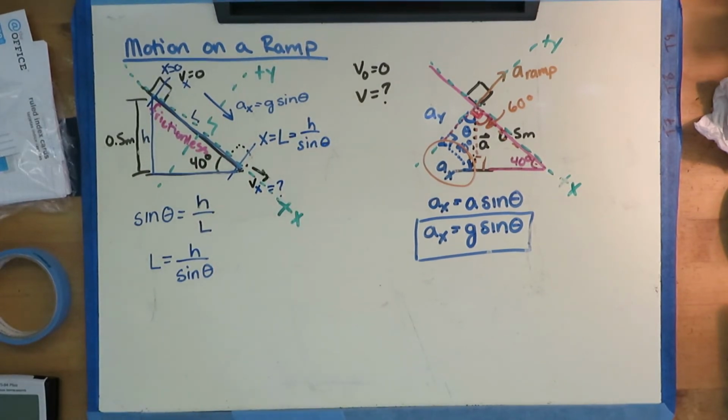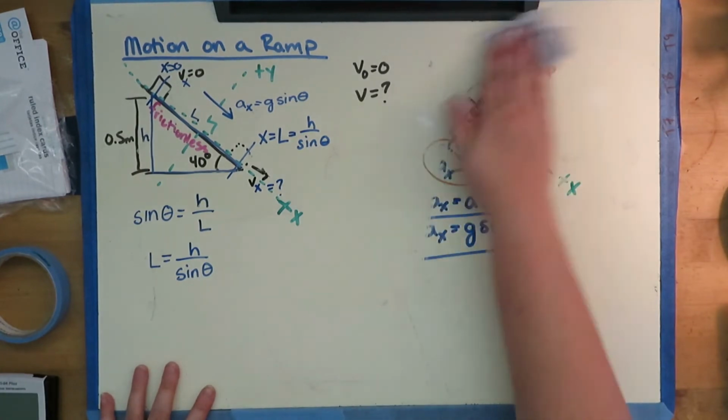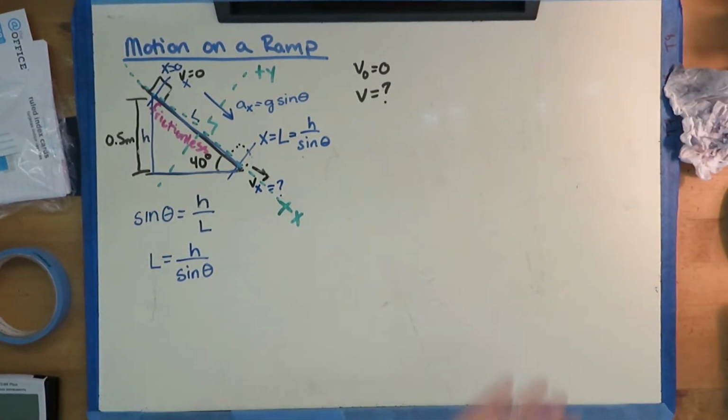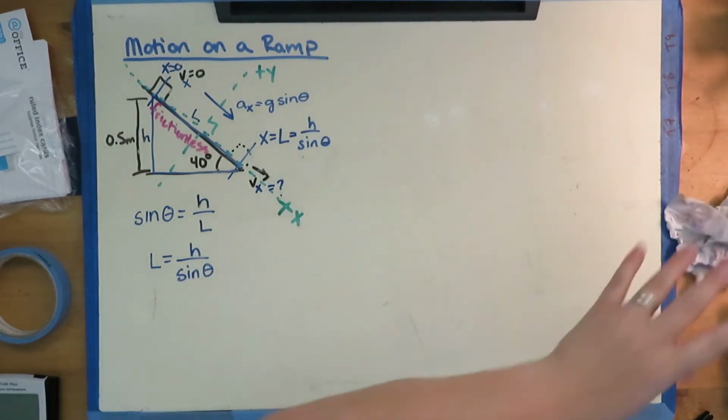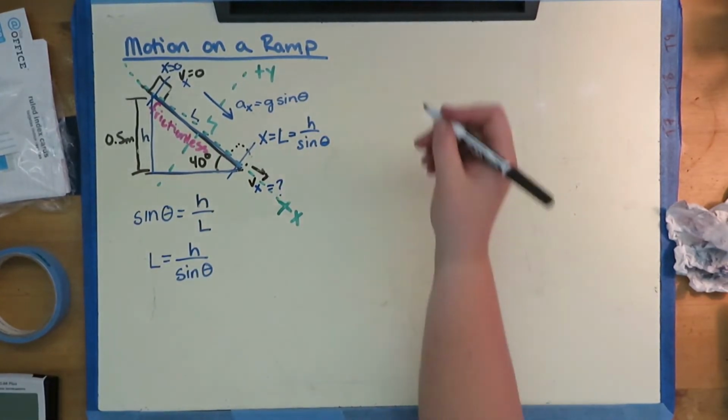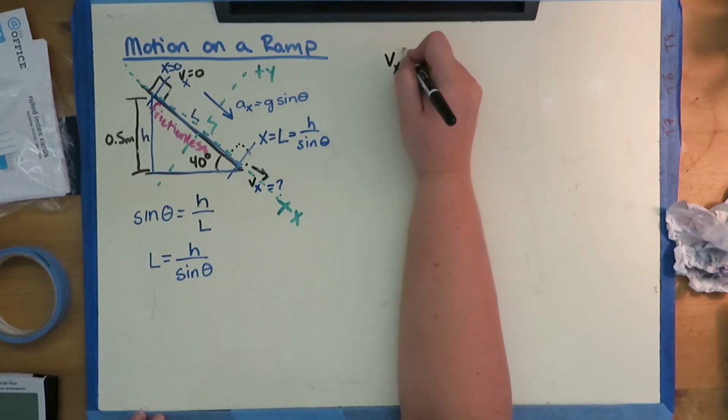So if I wanted to go through and do the kinematics for this, I can. If I look at my variable list, I need an equation that once again doesn't involve time, because I don't know anything about time. Well, my kinematic equation that doesn't involve time is this equation.